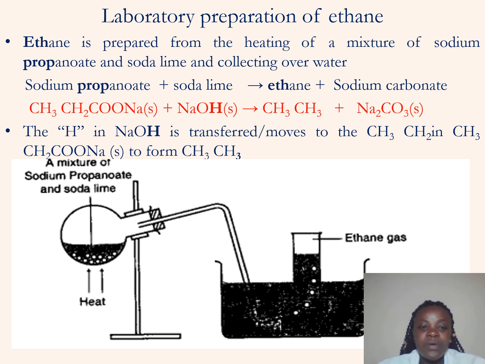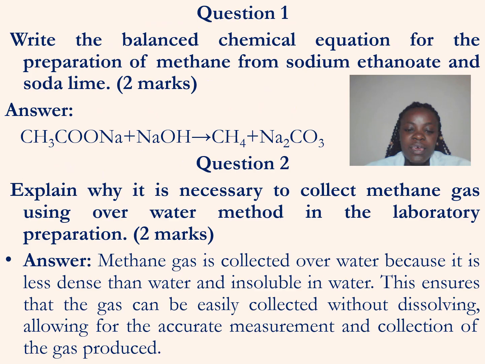So if we want to prepare propane, we are going to use an alkanoate that is above propane. That will be the fourth alkane. That will be sodium butanoate. All right, that is the trend.